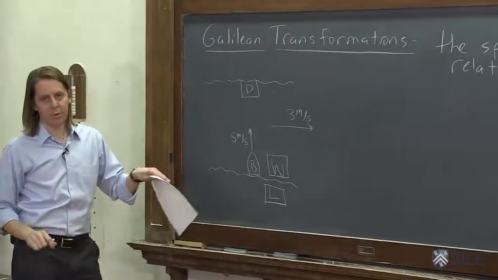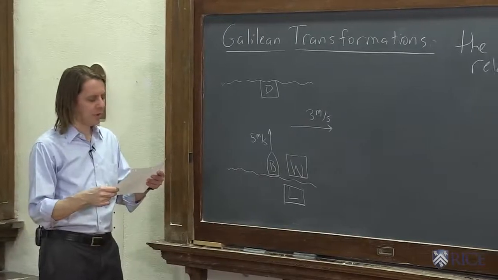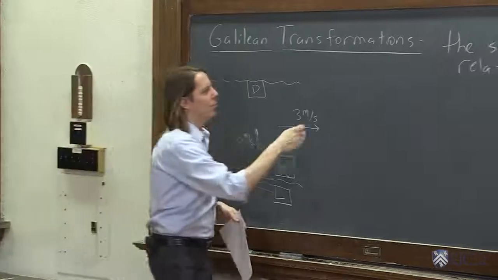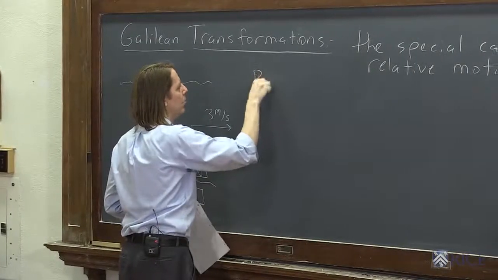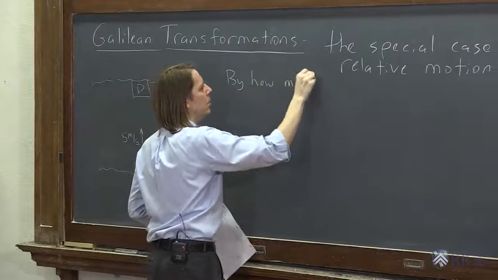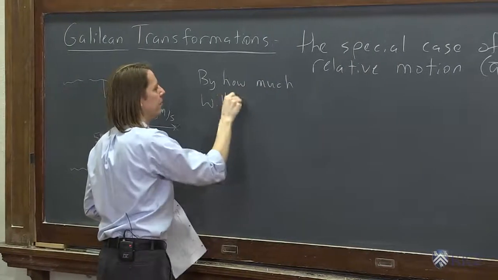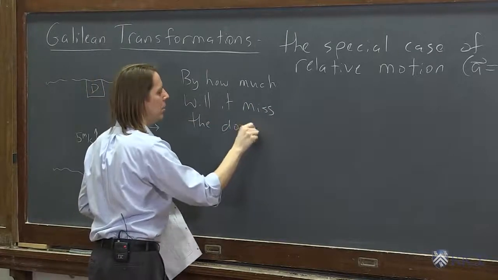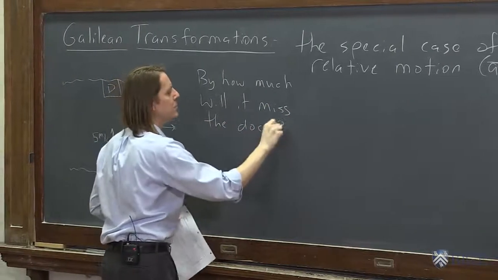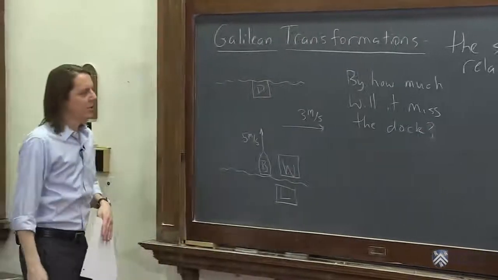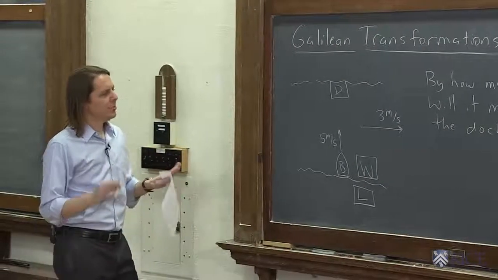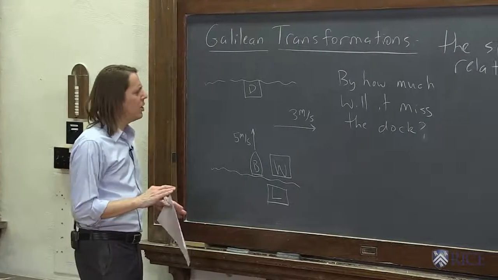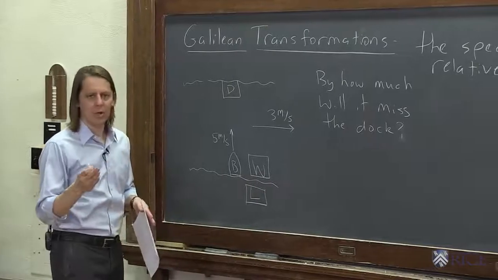So relative to the water, the boat moves 5 meters per second up. Right? So if the boat just goes like that, one question we could ask is, by how much will it miss the dock? You could probably just do this intuitively with kinematics, but let's go ahead and look at the relative motion problem. Because the way you want to set up a reference frame problem is you want to say, what am I looking for? What do I want?